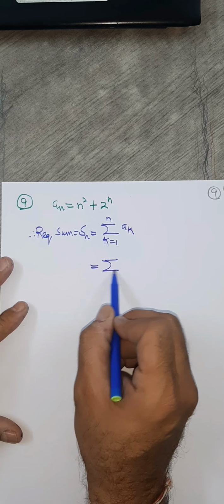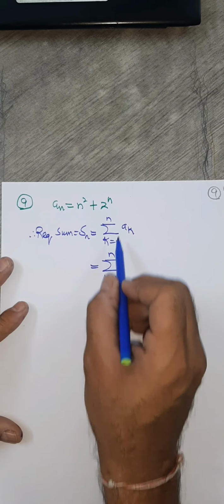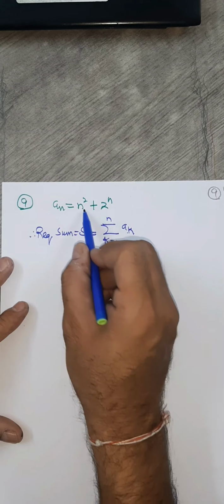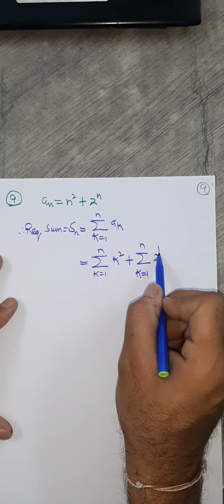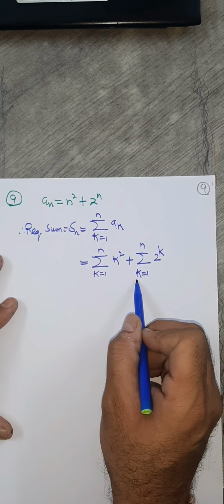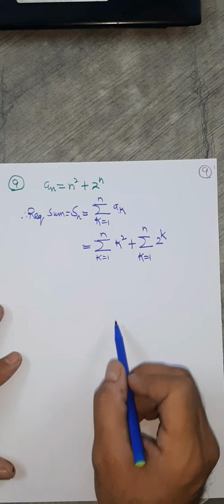So this is sigma k runs from 1 to n. Ak means here k square plus 2 raised to k. I'll take the sigma inside, k runs from 1 to n. Have you noticed what this is? Once you have a power, it seems to be what? Can you recall? Once it is the power, it has to be what? Yes, geometric progression. This is GP, remember.